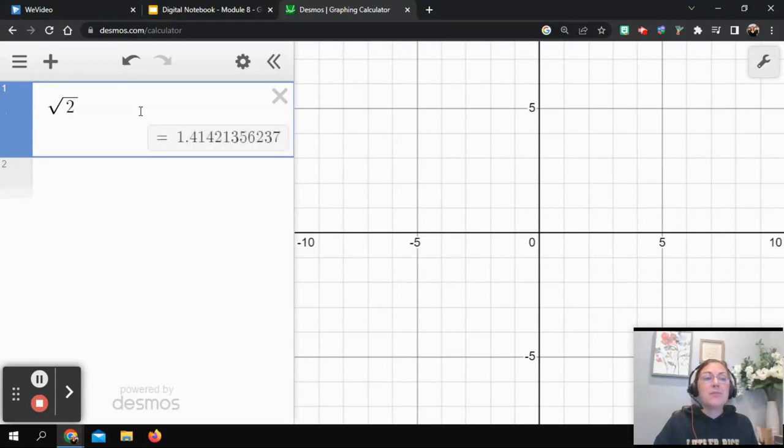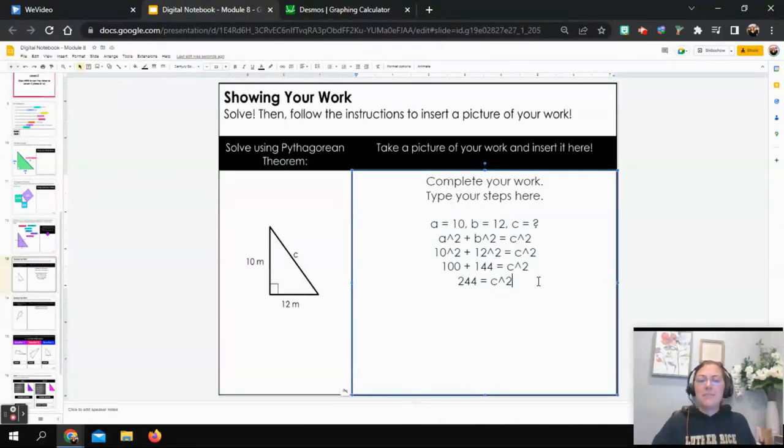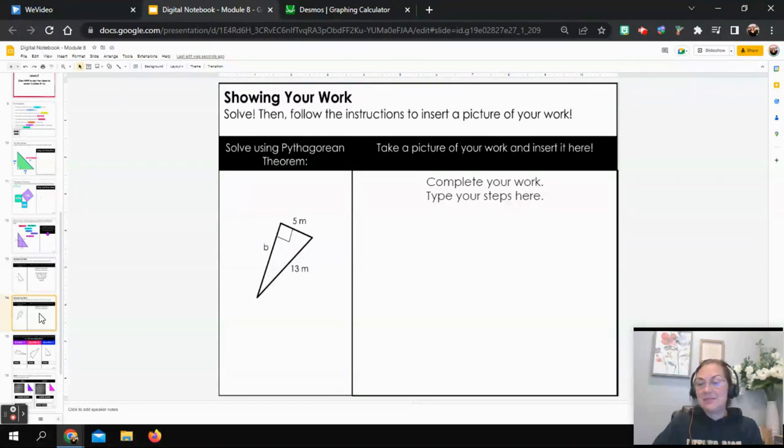Then you can type your number, 244, and I want you to see I got 15.6 there. So that's what I'm going to use as my C value. So I get 15.6 equals my hypotenuse. Pretty simple if you use your Desmos calculator to help you with those square roots. Let's do another one. We'll go on to slide 14.